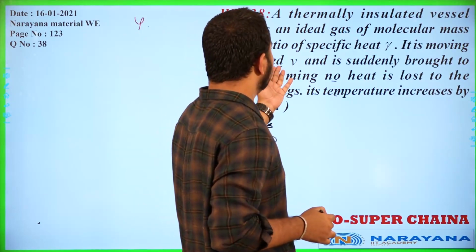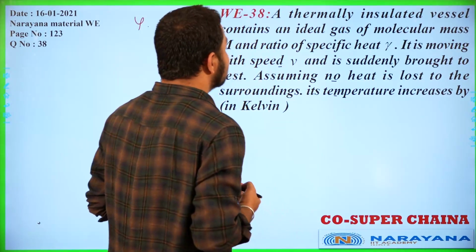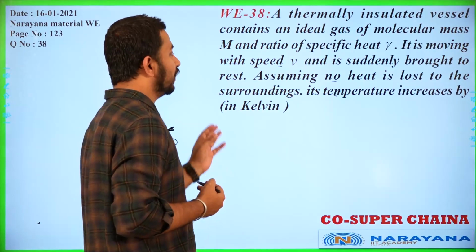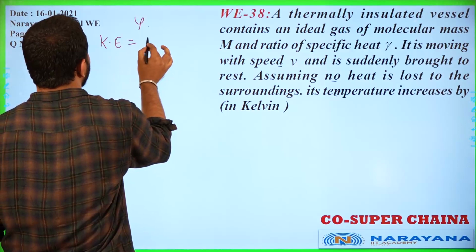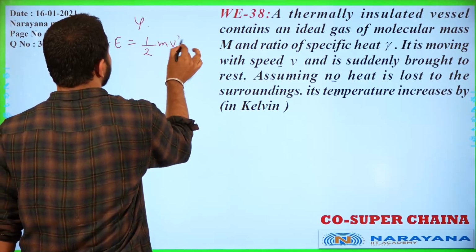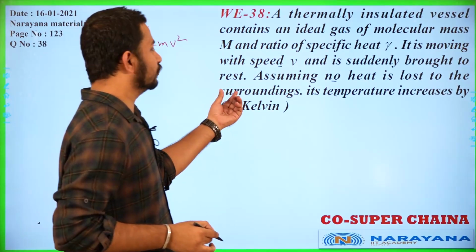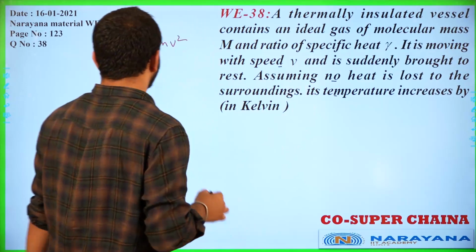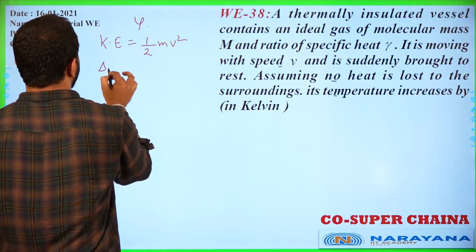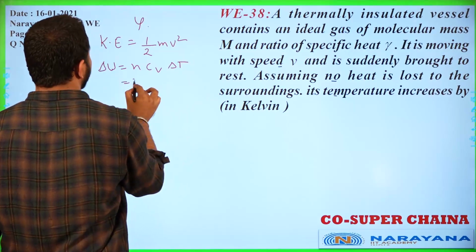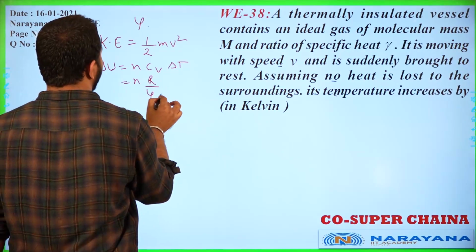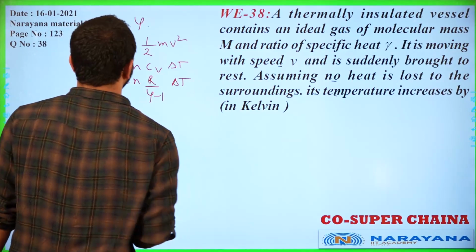Its speed is given as v and it is suddenly brought to rest. Initially it will have kinetic energy, which can be written as half mv square, and this will be equal to the change in internal energy. The internal energy change, delta U, can be written as nCv delta T.